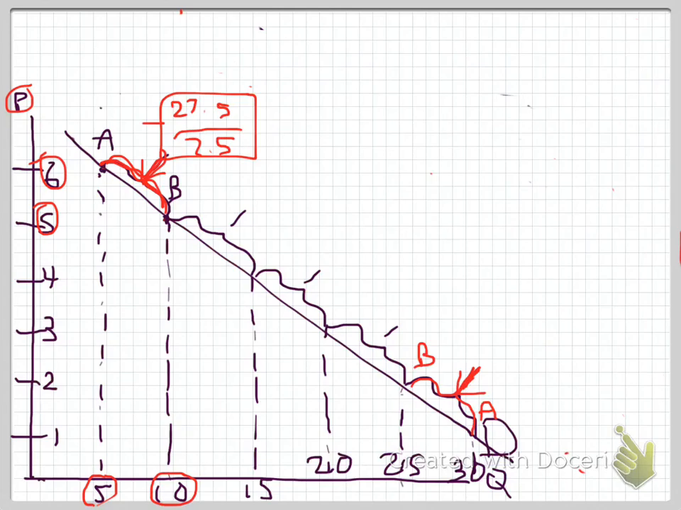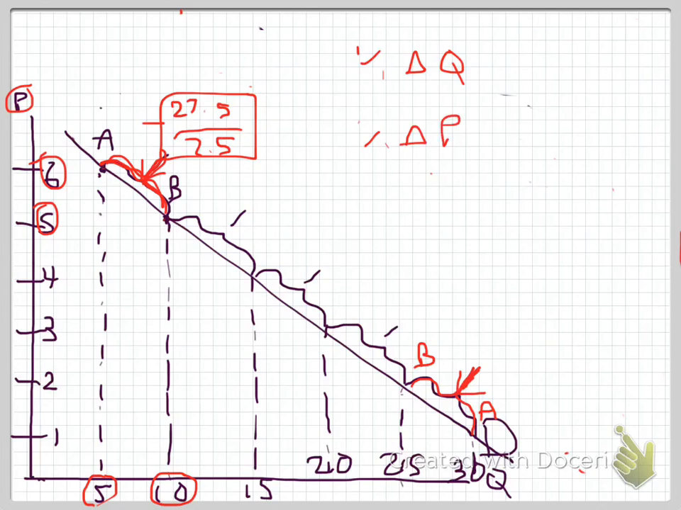So let's do this arc down here between prices of 1 and 2 and quantities of 25 and 30. And you're going to get a different elasticity, even though it's a fairly straight line. So it's not the same as slope. We're going to have to find the percentage change in the quantity, and then we'll find the percentage change in the price, and then we will divide them.